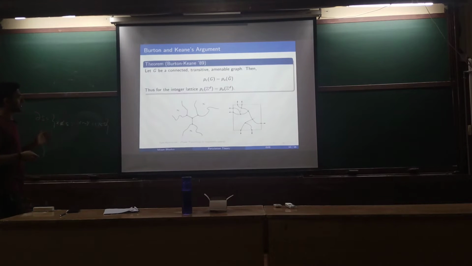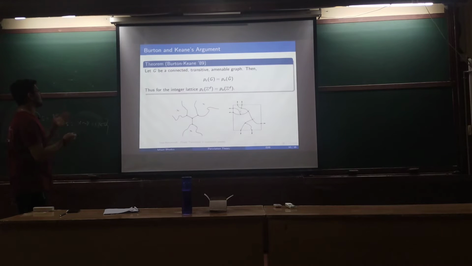But then it's a combinatorial fact that the number of trifurcation points cannot exceed the boundary. So therefore the boundary to volume ratio will be greater than some positive constant c, which will contradict the amenability of the graph. So that's like a brief overview of the theorem. So this shows the Burton-Keane argument for amenable graphs. So any questions? I mean, it's a bit too much, right? Okay.